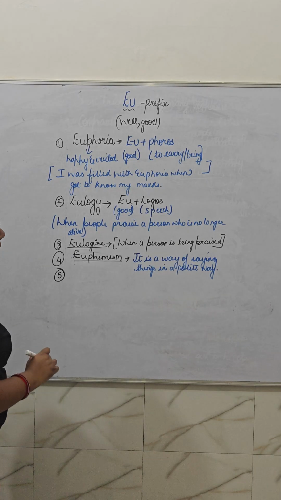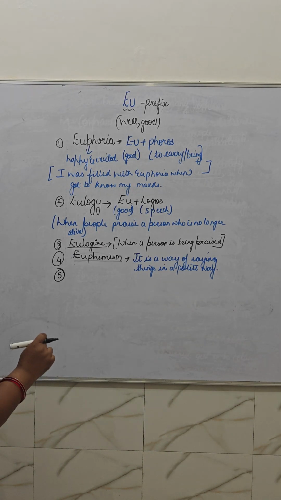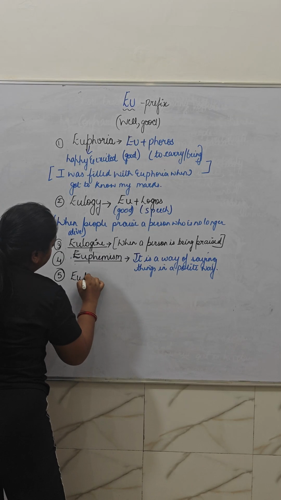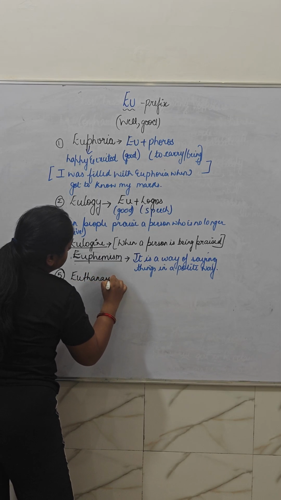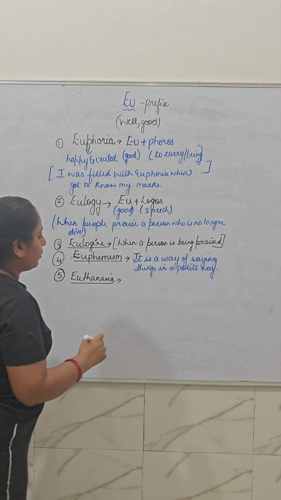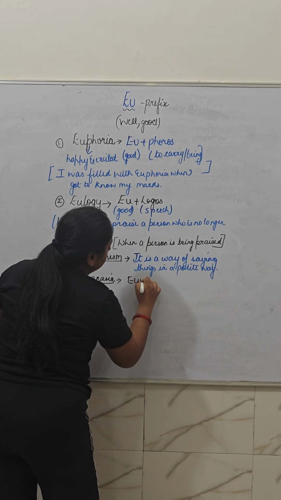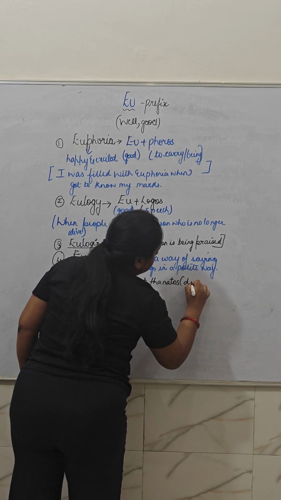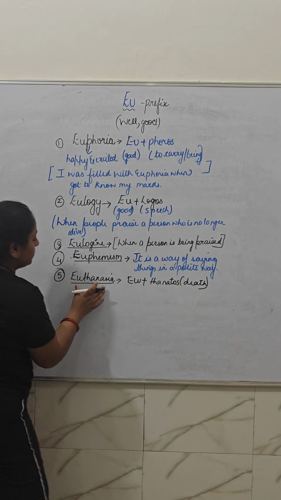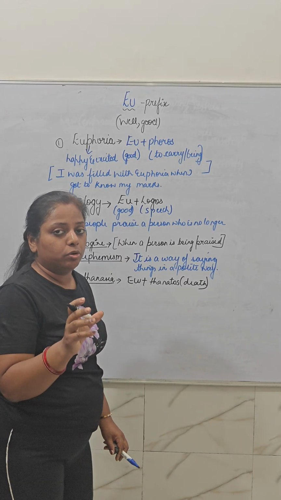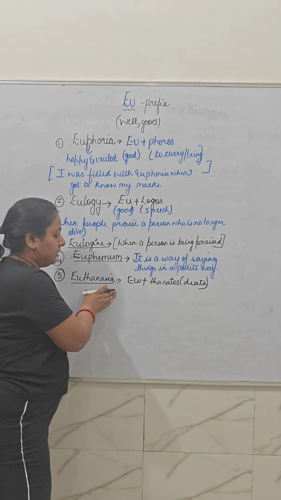euphoria, eulogy, eulogize, euphemism, euthanasia. Okay, you can break this word into two: eu plus thanatos, which means death. Now what is this euthanasia? Please see my vocabulary videos, short videos. I have made a detailed video on what is euthanasia.